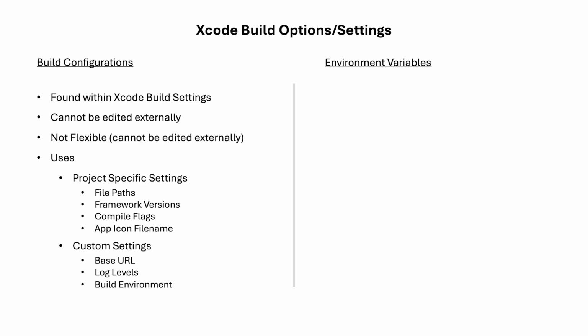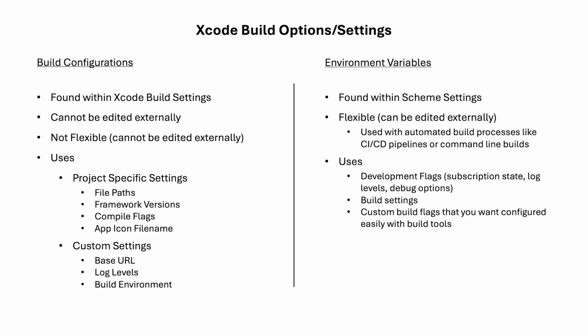Now, as far as the environment variables, they are found within the scheme settings of Xcode. And I'll show you exactly where all of these things are in Xcode right after this. But environment variables are primarily found within the scheme settings. These are very flexible, so these should be used for values that change quite frequently. Also, they can be edited externally.